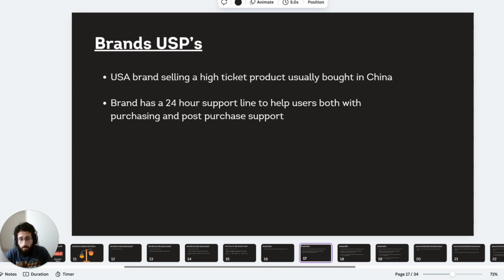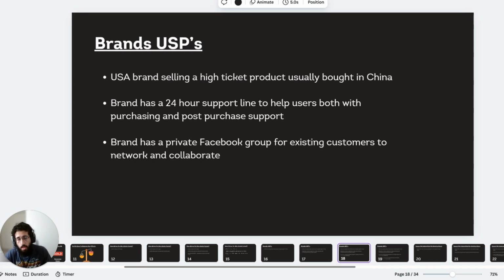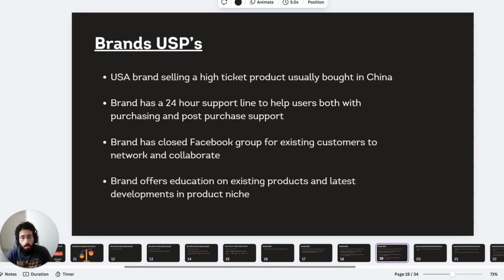The brand also had 24/7 support for users pre-purchase and post-purchase as well. So that was a big thing as well. That kind of relates to a pain point that most users had when ordering from China, but it was also a USP of the brand, is that they really looked after their customers. In addition to that, the brand had a private Facebook group for existing customers to network and collaborate, and they would also offer education on existing products in that group and announce new developments in the niche, new products being released, and so on and so forth. And so it wasn't just the fact that the brand offered a lot of support, it was almost like by buying from them, you were also buying a membership to this group as well.